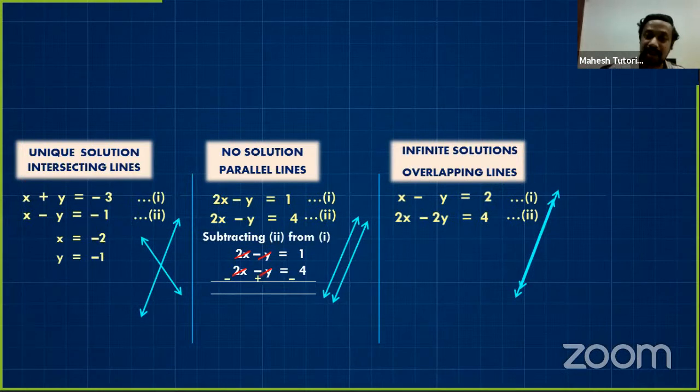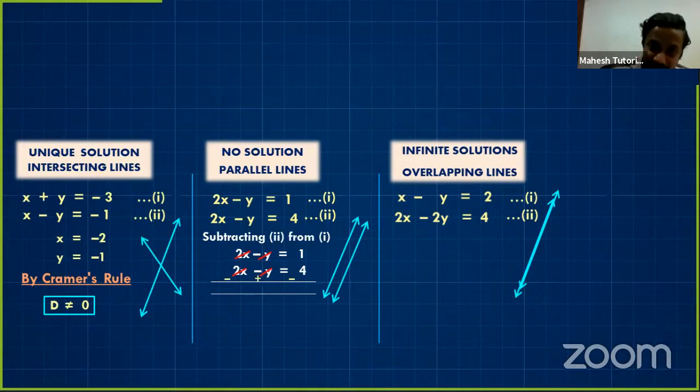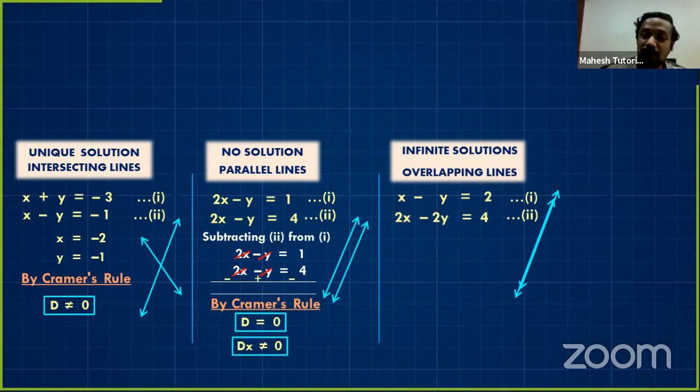Now, students, if we try to understand the same three concepts with the help of Cramer's rule, remember, for unique solution, meaning the intersecting lines category, the value of determinant D will never be 0. Means D will not be equal to 0. So for whichever sums you get D not equal to 0, those equations will have a unique solution and intersecting lines. Similarly, for the no solution or parallel lines situation, D will be equal to 0, but Dx will not be equal to 0. So while solving by Cramer's rule, if you get the value of D as 0 but Dx is not 0, those equations will have no solution, means the lines will be parallel lines.